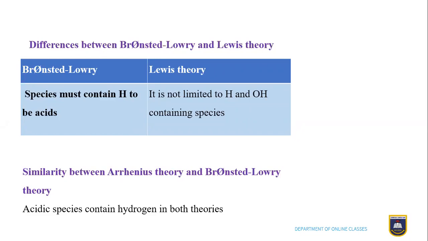An Arrhenius acid is a substance that contains hydrogen and, when dissolved in water, produces excess hydronium ion, or H plus, as the only positive ion. Again, the mention of hydrogen is there. So it becomes a similarity between the two theories.